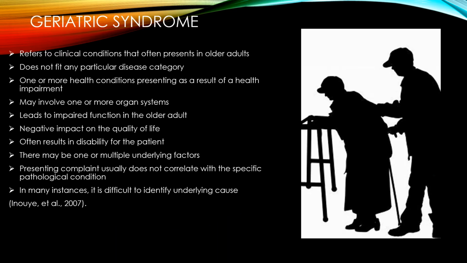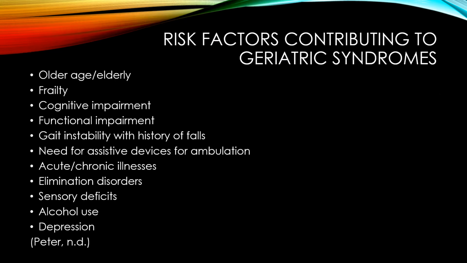Geriatric syndrome refers to clinical conditions that often present in the older adult. They do not usually fit any particular disease category, and it's usually one or more symptoms as a result of a health impairment. It involves one or more organs, and it often leads to impaired function, negative quality of life, and disability for the patient. Basically, the presenting symptoms usually do not correlate with the specific pathological condition that is causing the symptoms, and it's often difficult to identify the underlying cause.